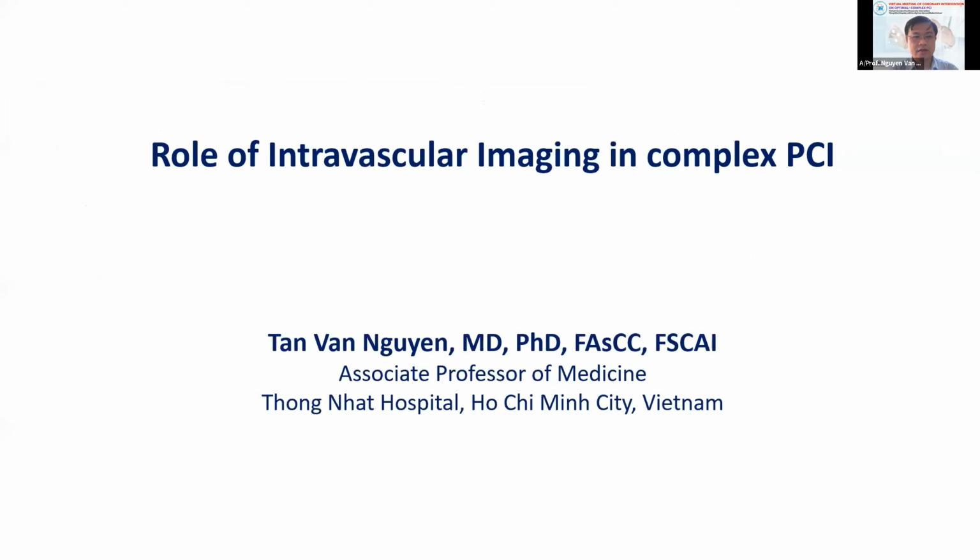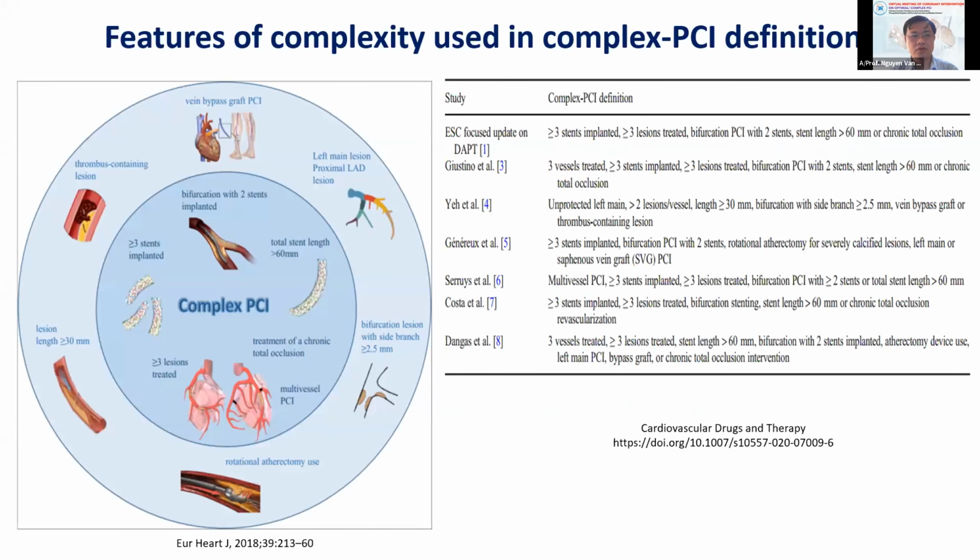So I want to talk about the role of IVI in complex PCI. Today we have had a lot of exciting lectures about complex PCI. First I want to talk about what complex PCI is: bifurcation with 2 stents, over 3 stents, and total stent length over 60 mm. Especially in STEMI, we have a lot of cases, such as stenting for bypass graft PCI, left main PCI, or heavily calcified lesions which need rotablation.